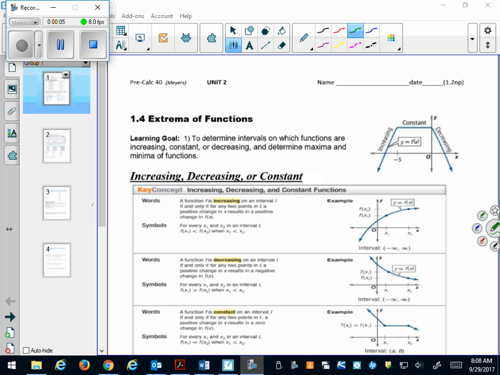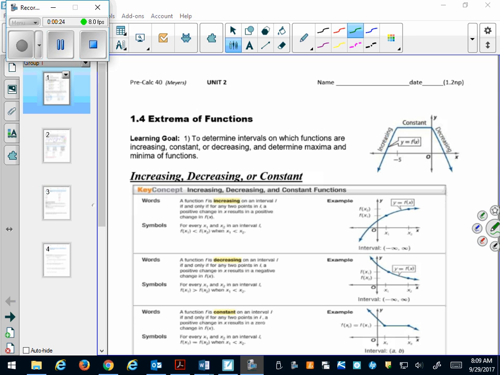This is more sort of analyzing graphs. This time we are going to be looking at if a graph is increasing, decreasing, constant, if it has like a maximum value or a minimum value. And there's 2 types of maximums and minimums.